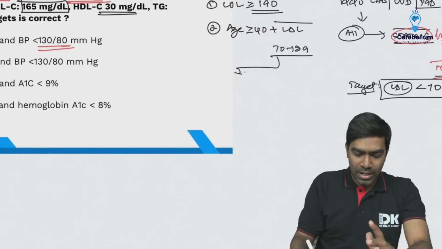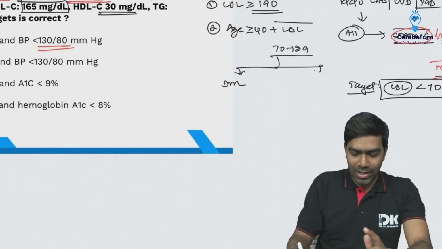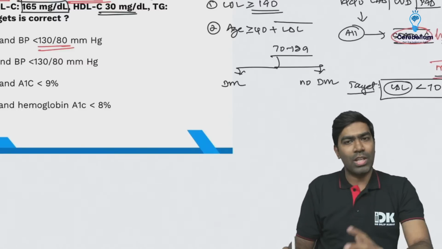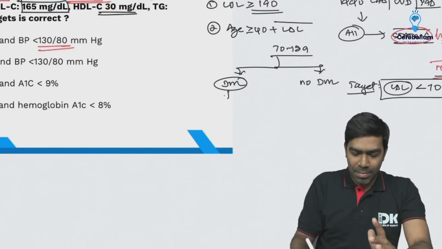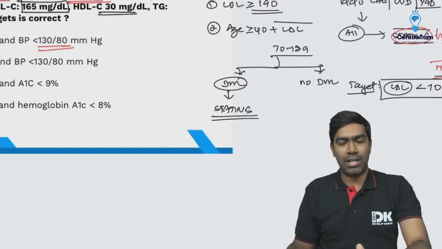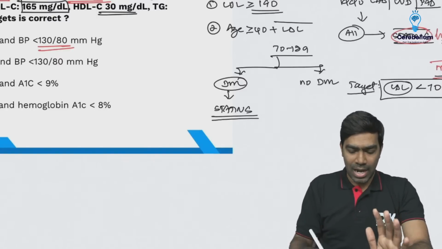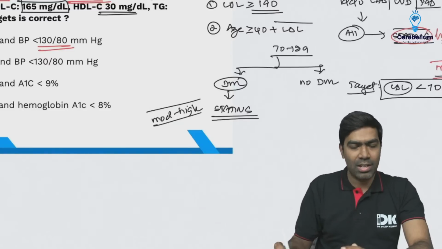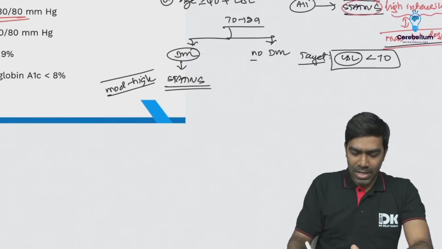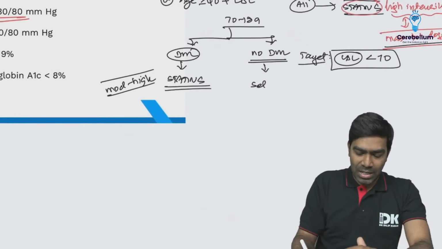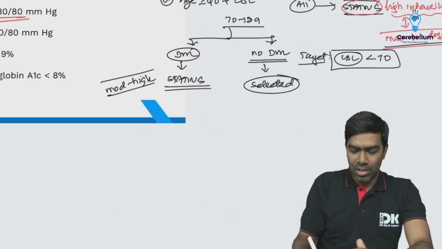So now you can split into diabetes mellitus, those who are having diabetes, and those who are having no diabetes. Those with diabetes, definitely I need to use statins. There's no doubt about that. Definitely I'll use statins if the patient is having diabetes. And this could be moderate or high intensity statin depending on the underlying clinical status. If the patient is not having diabetes mellitus, then in selected patients, I will be using statins.